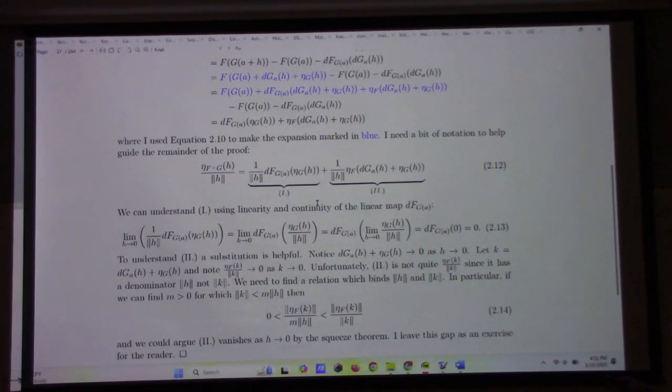Now 2 is where I think there's a gap in my proof. To get 2, it's not quite just eta sub f of k over norm k, since there's a norm h in the denominator. And my point is, if I could find an m greater than 0 for which we had norm k is less than m times norm h, then we could have this and this, and then I could squeeze this to 0 because I'm given that that's 0, which then would prove that 2 vanishes. But I don't. That's a gap in my proof at the moment. So I guess you guys work that out in homework. That is an empty threat.